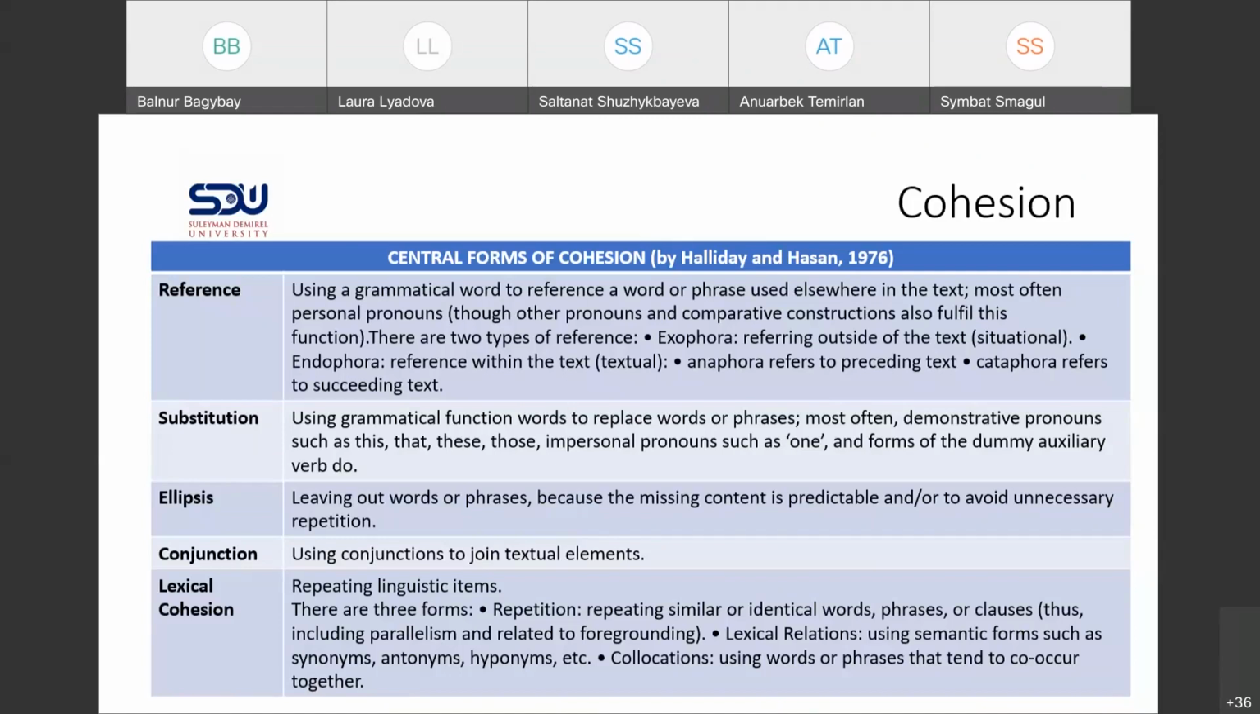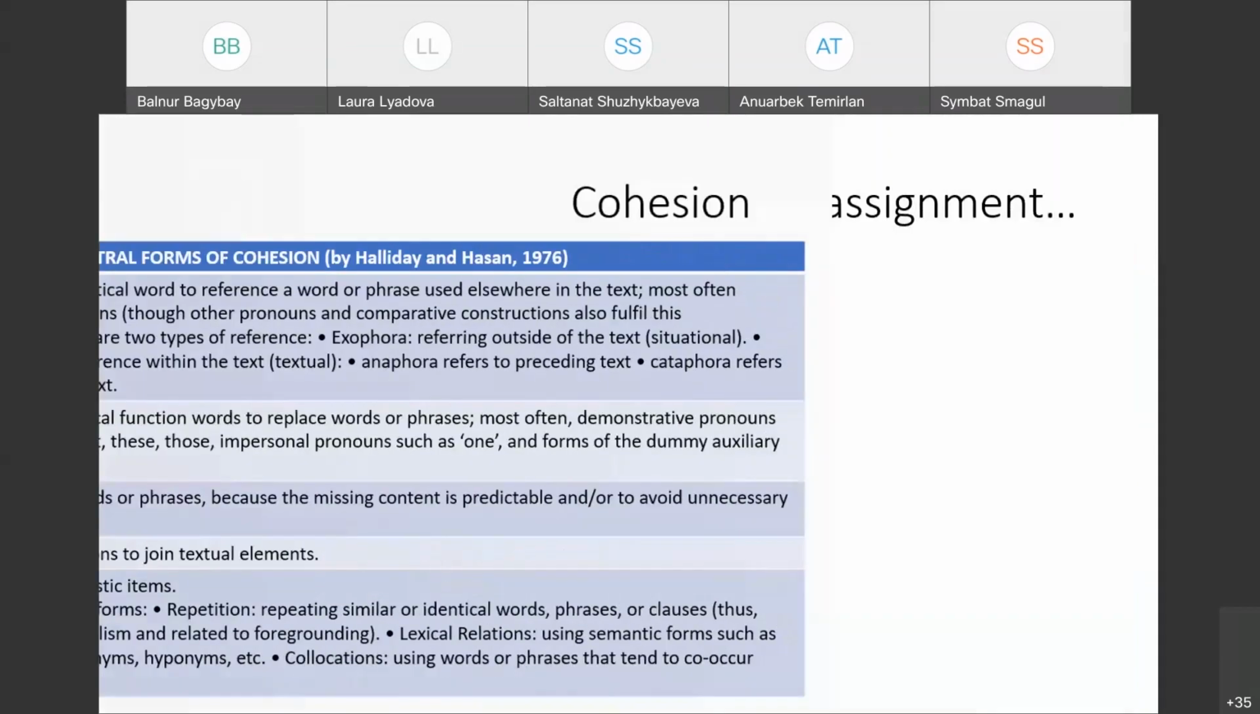Actually, most of them were discussed. The new ones for you are only ellipsis and substitution, as well as reference, maybe. But we discussed conjunction at last week's lecture, and for lexical cohesion, we already discussed repetition and parallelism weeks ago. So I think it's quite easy for you to understand.